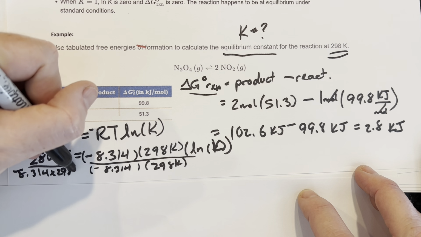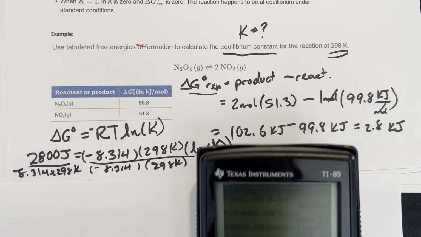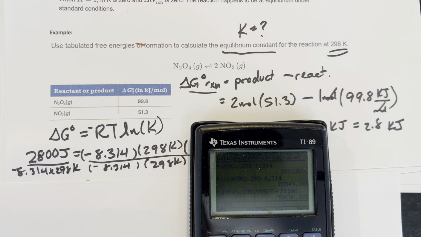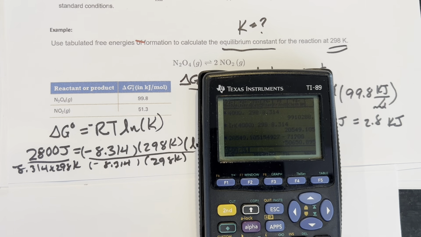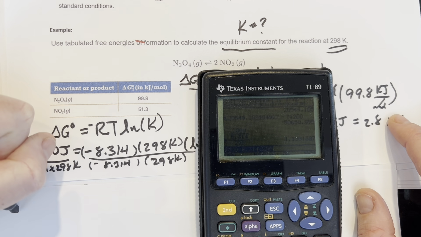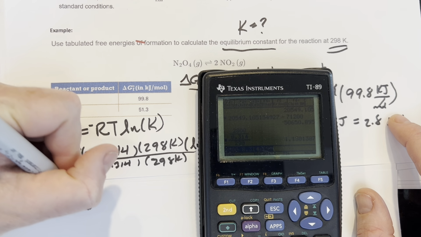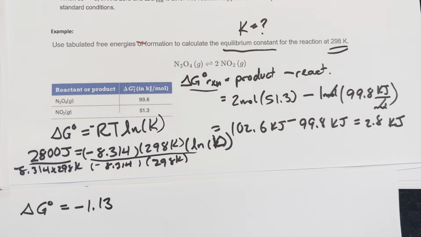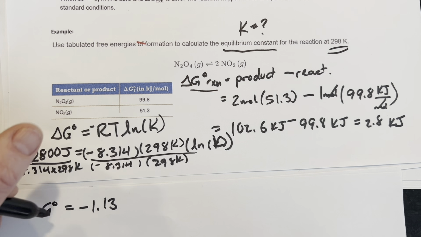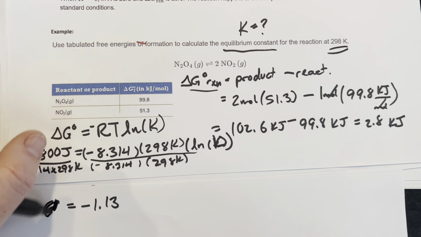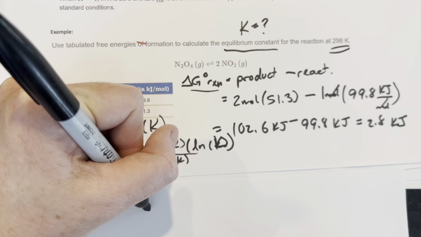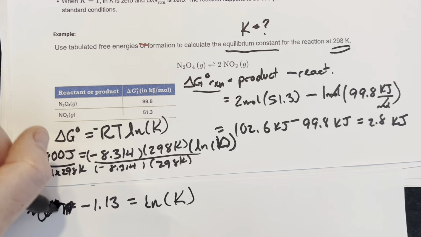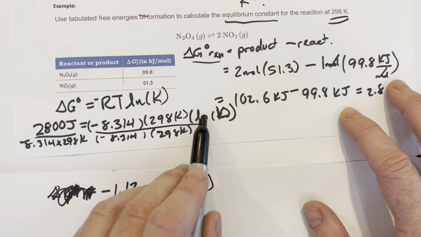And when you do this, 2800 divided by 8.314 divided by 298, because I didn't use parentheses, so you just use division twice, and I didn't add a negative, but I get an answer of negative 1.13. All right, cool. So negative 1.13 equals the ln of K. All right, so all of this stuff equals the ln of K.